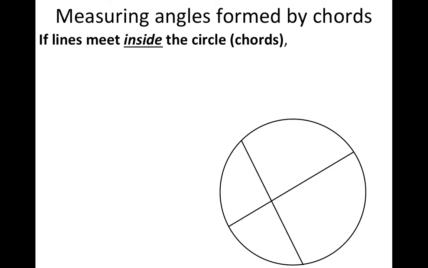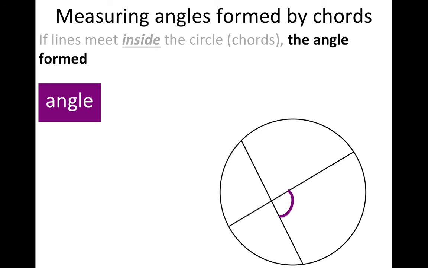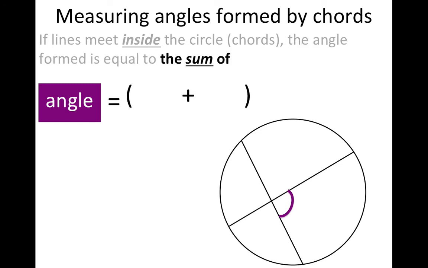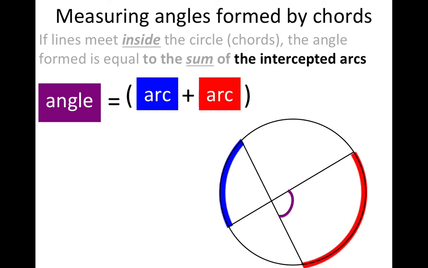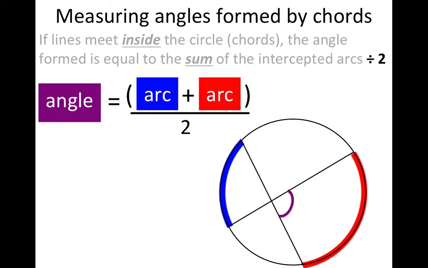Now we can talk about angles that meet inside of a circle. And so if they meet inside of a circle, then the angle, and there is the angle I'm talking about right there, is equal to the sum of 2 things, and those 2 things are my intercepted arcs. So in this case, it would be that red one and that blue one. If I add up the value of that red arc and that blue arc, and then divide by 2, I'm going to get the value of my angle.